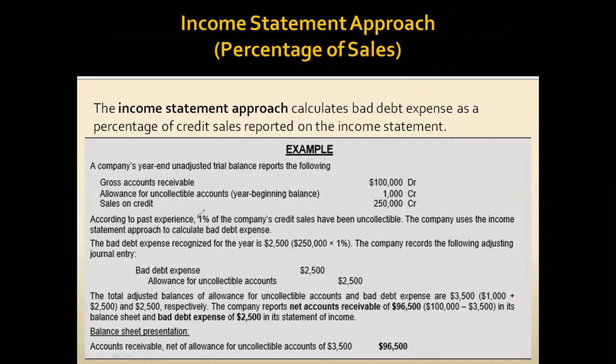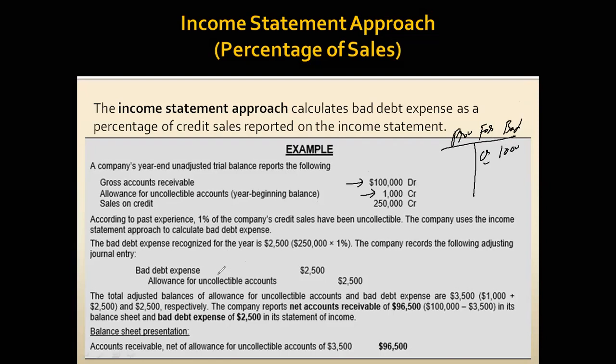A company's year-end unadjusted trial balance reports the following. Gross accounts receivable, we have $100,000. Allowance for uncollectible accounts, we have 1,000 credit. So, students, if you make a T account for provision for bad debts, we already have a 1,000 credit balance. Sales on credit are 250,000.